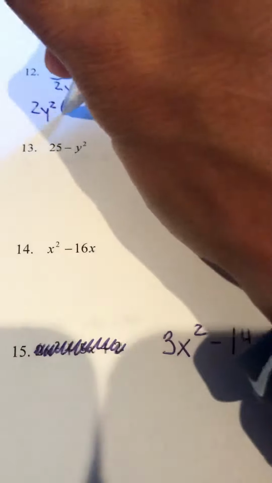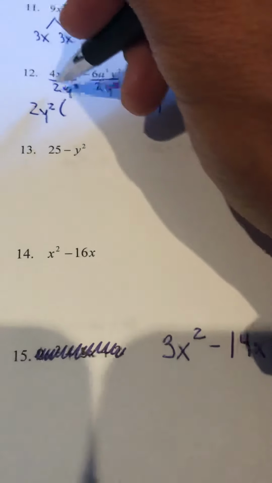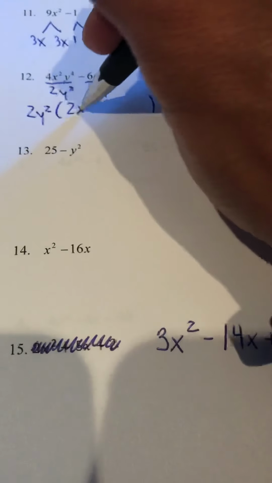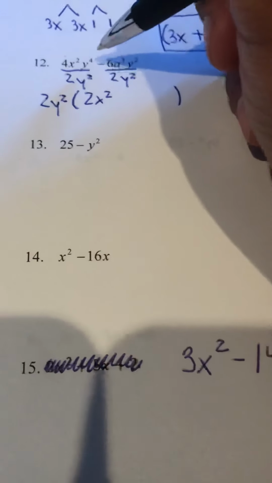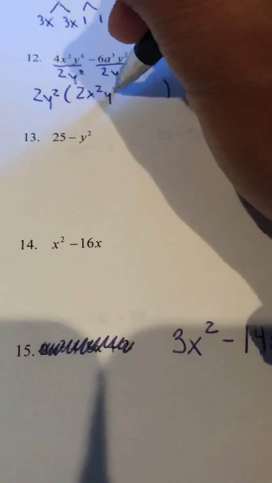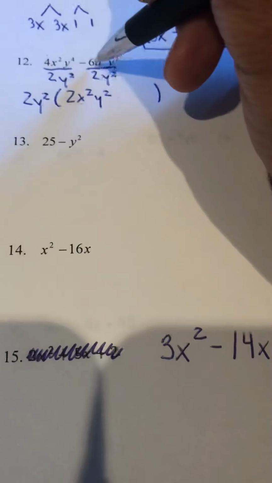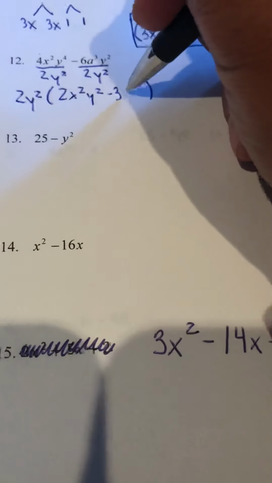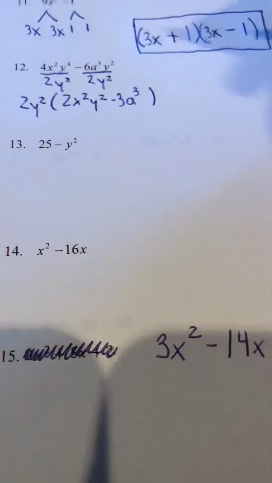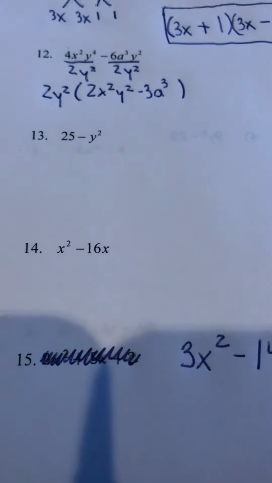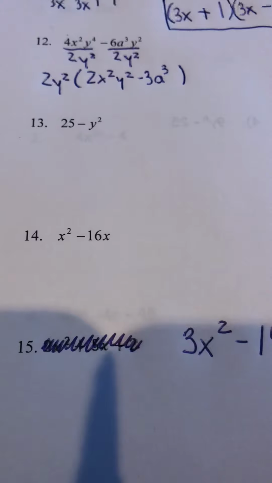So when we divide, we have 4 divided by 2 is 2. We have x squared. And we're dividing, so we subtract the exponents. 4 minus 2 would be y squared. For this one, we have negative 6 divided by 2, which is negative 3. Bring the a cubed down. And the y squareds simplify out because 2 minus 2 is 0. Anything to the 0 power is just 1.